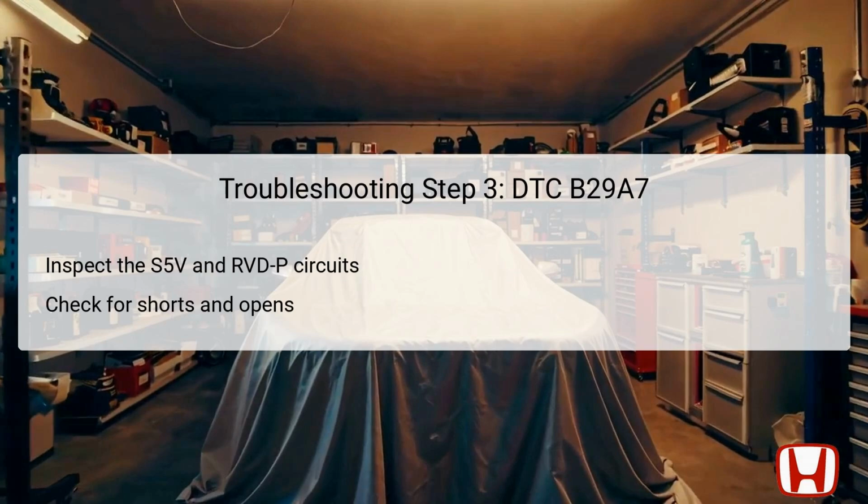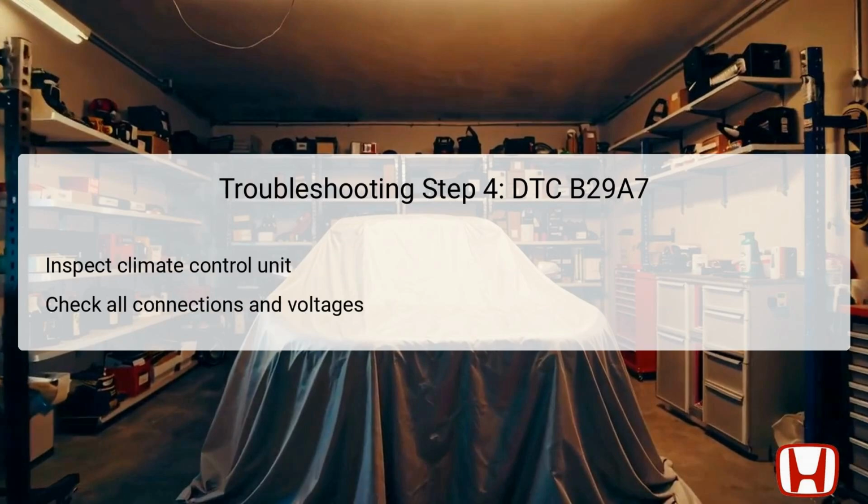Firstly, check the S5V circuit by ensuring there is less than 1 ohm resistance when the circuit is open and off. Follow this by checking if the S5V is shorted to ground. It should not exhibit any shorts. Lastly, inspect the RVDP circuit to verify that it has resistance greater than 1 megaohm. These steps are crucial as they can confirm whether the wiring is intact and free of faults, which can greatly influence the overall operation of the climate control system.